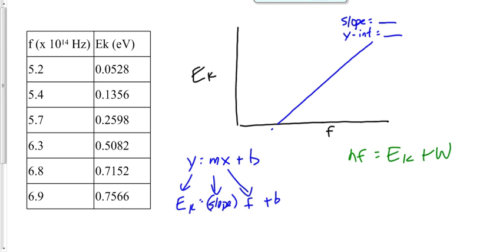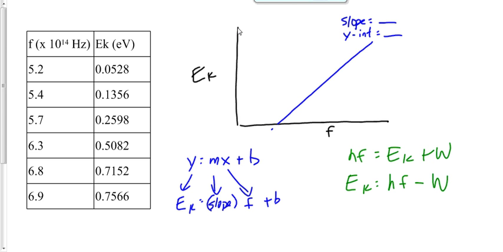Now let's rearrange that, right? Take the same form, solve for the same variable. EK ends up being equal to HF minus W, right? Now what are we going to do? We've solved for EK in both cases, right? Now we're pretty much done, right? We've done the hard part.